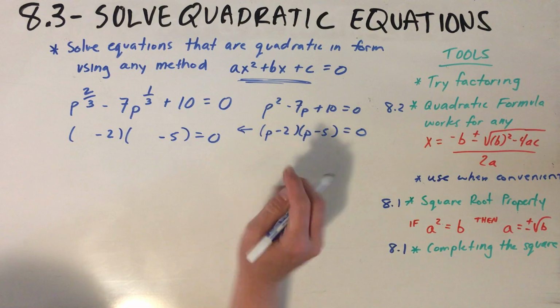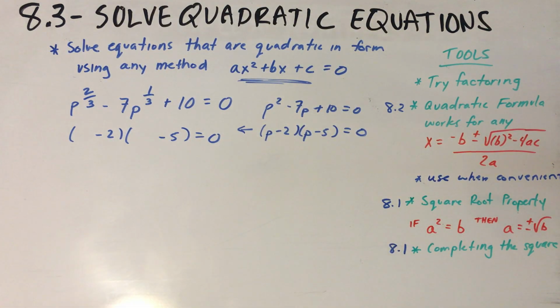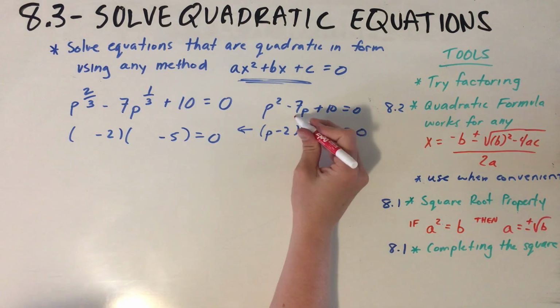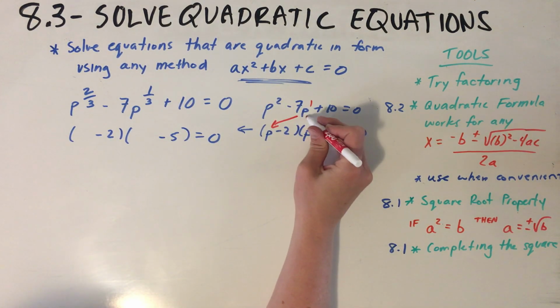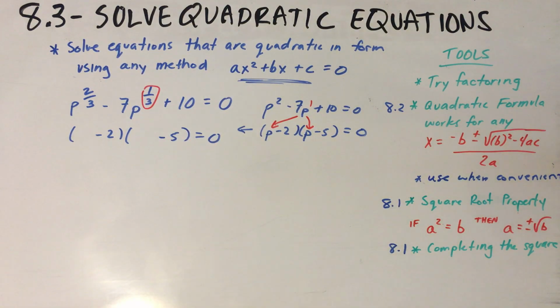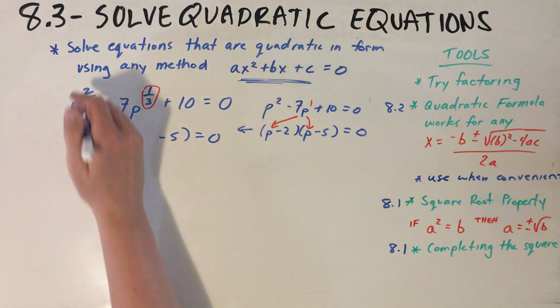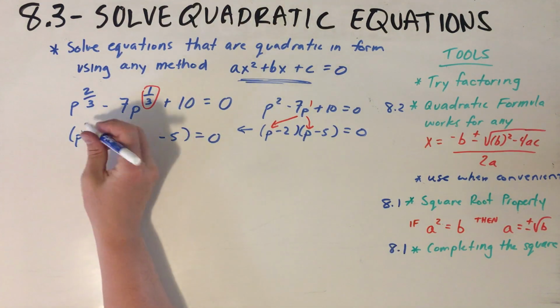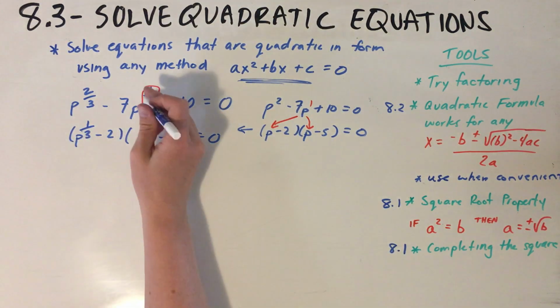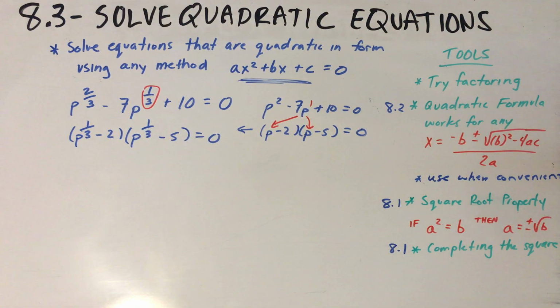What's going to be different is instead of it being just a p, like we have here, it's whatever the power is on this middle term that is going to go into each factor, which in this case is 1/3. So I'm just going to put p to the 1/3 right here. Don't let these fractional exponents scare you. Just remember that it's whatever is right here in this middle term.